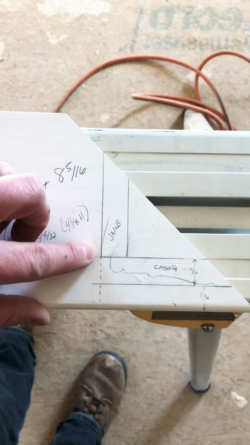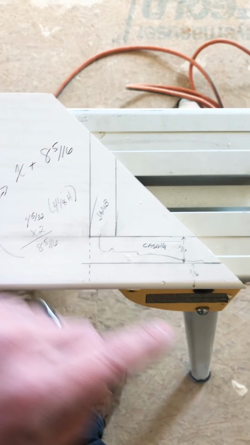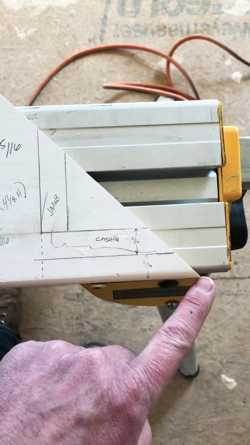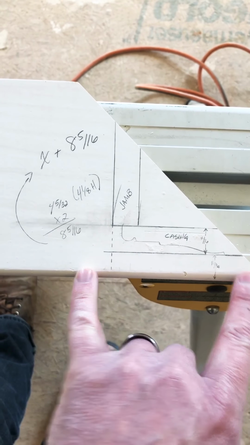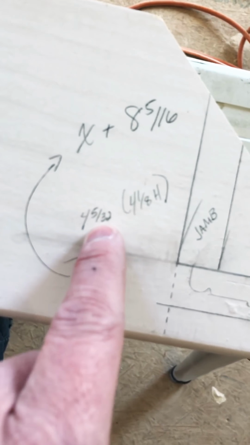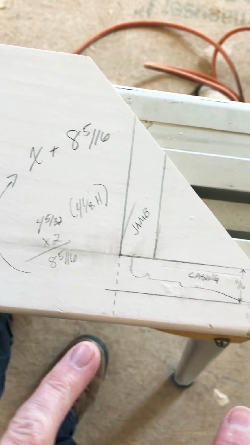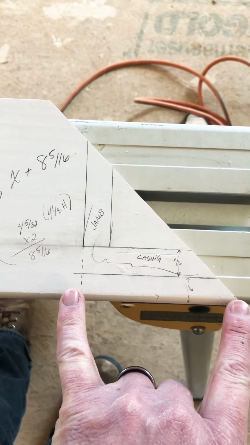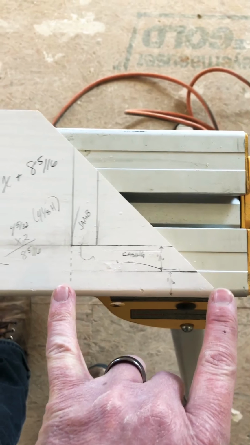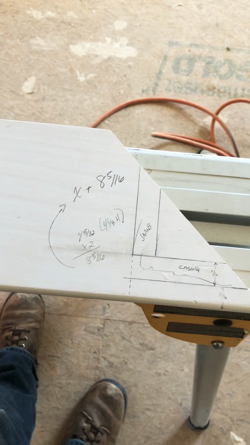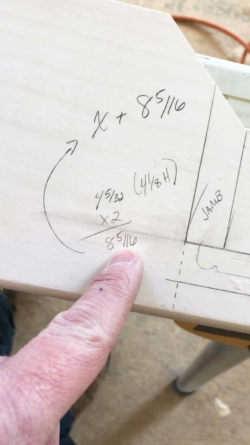From there, I usually put a dotted line to represent the inside edge of the jamb. I measure from the longest point of the 45 over to that dashed line, and that gives me a number. In this case, it's 4 5/32 or 4 1/8 heavy, however you want to say it. So each side is going to be 4 1/8 heavy. Then you do the same thing on the other side. So that ends up being 8 5/16 total.